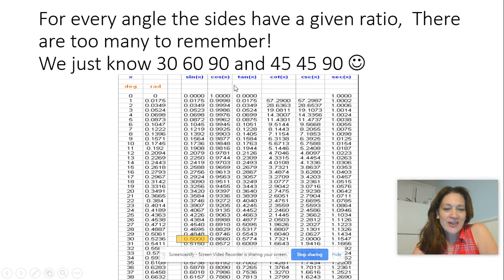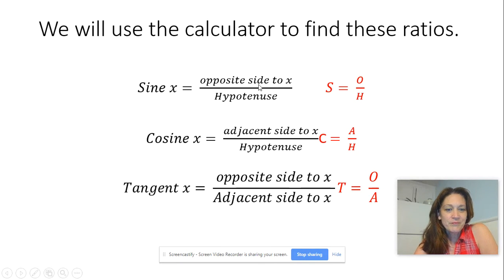So let's take a look at these other two. So the sine is opposite across from the hypotenuse. The adjacent side, when we divide that by the hypotenuse, it's something called cosine. And then our opposite side divided by the adjacent side, that is our tangent ratio.